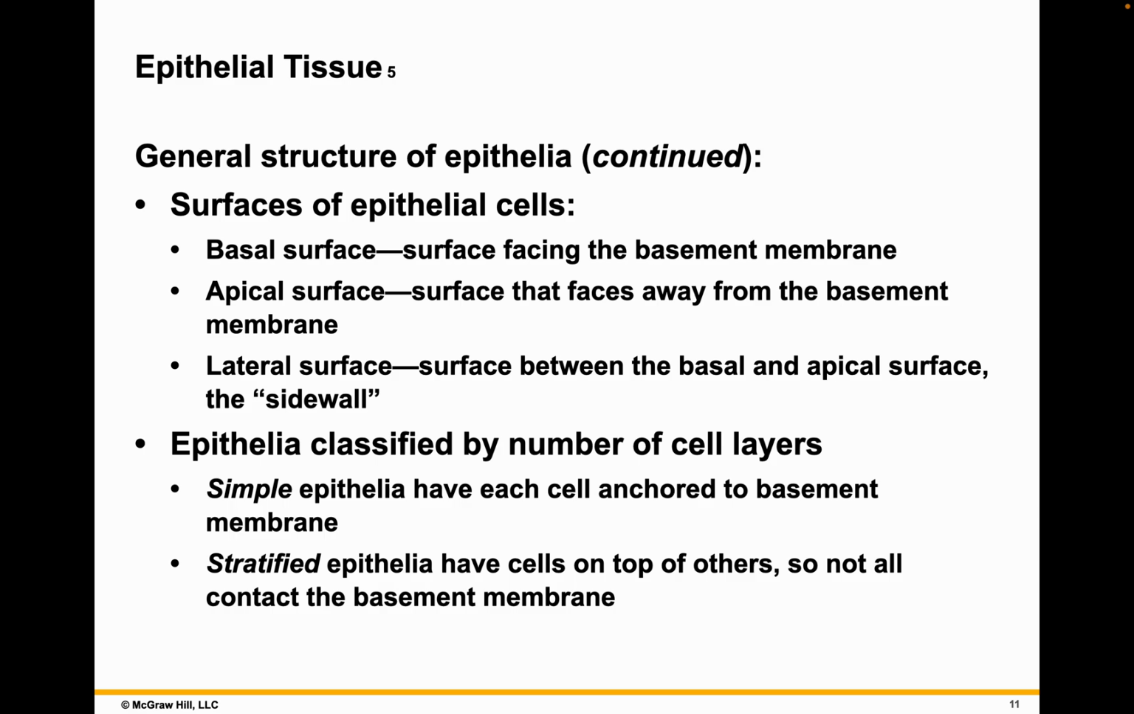If there's more than one cell layer, it's called stratified epithelium, and the cells are on top of the others, and they're not in direct contact with the basement membrane, and they don't get as much access to the nutrients as the ones on the basement membrane.